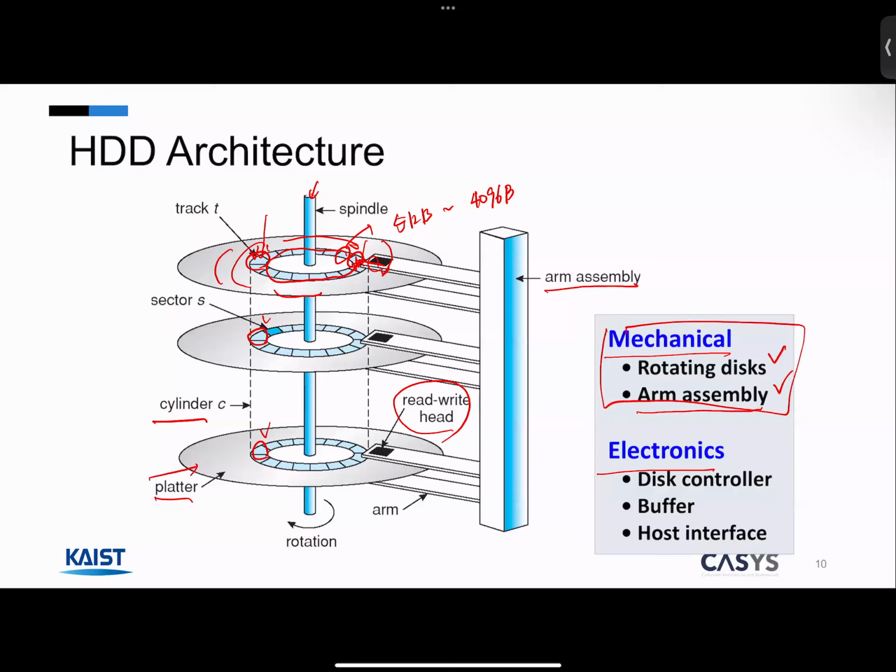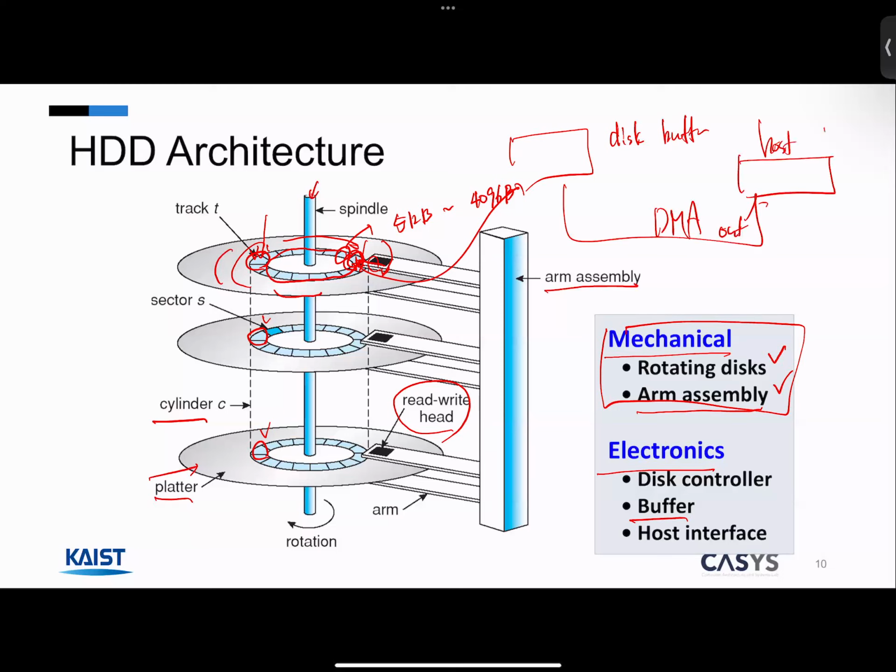Locating the track and moving the arm is a mechanical movement. After that, using the read-write head, the data in the sector is put into the disk buffer. Then the data is transferred by DMA out to the host, to the app. This data path is electronics. So which one takes more time? Definitely the mechanical part takes much more time. It is mechanical movement, so much slower than the data path involving electronic data transfer.